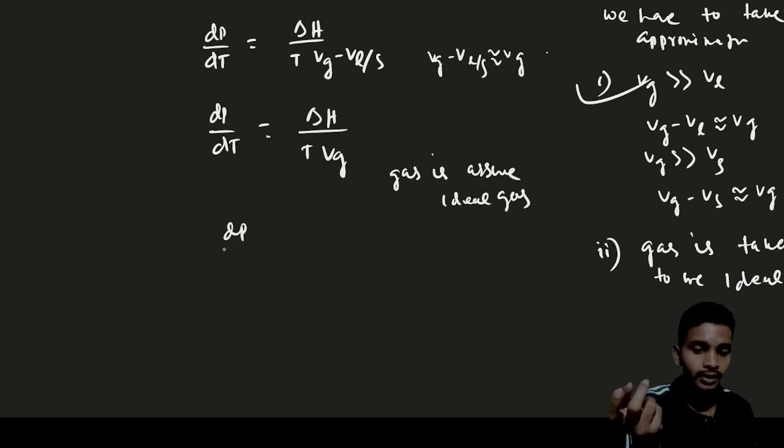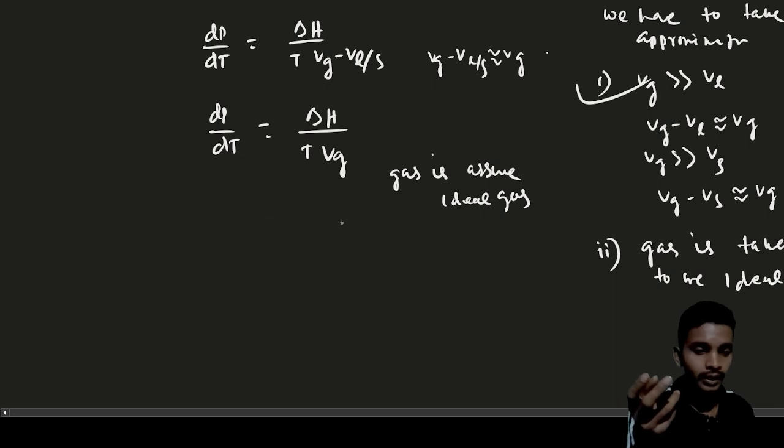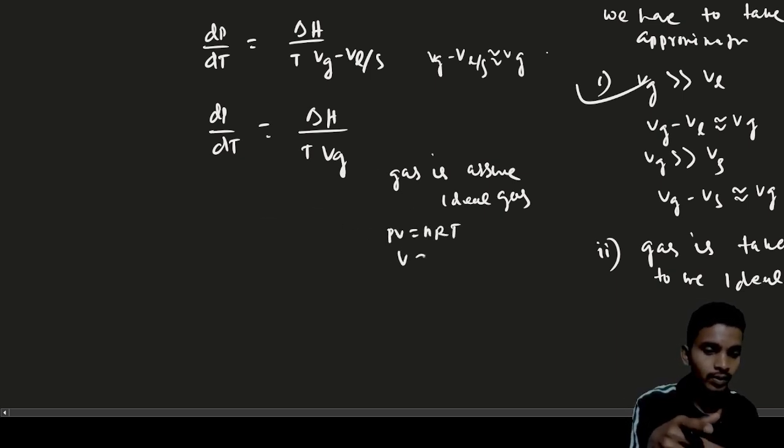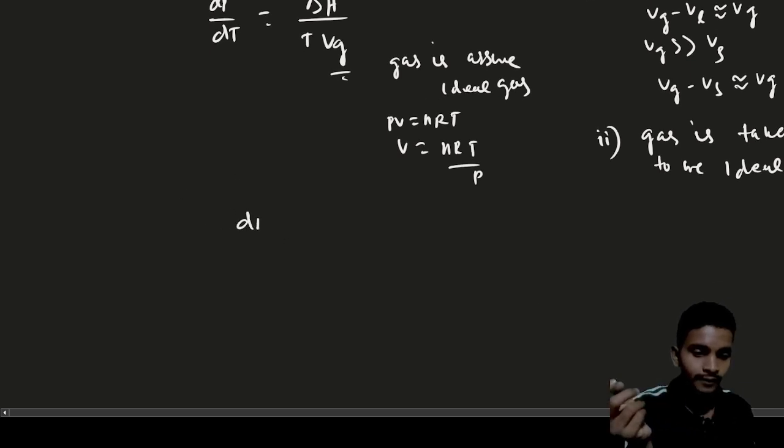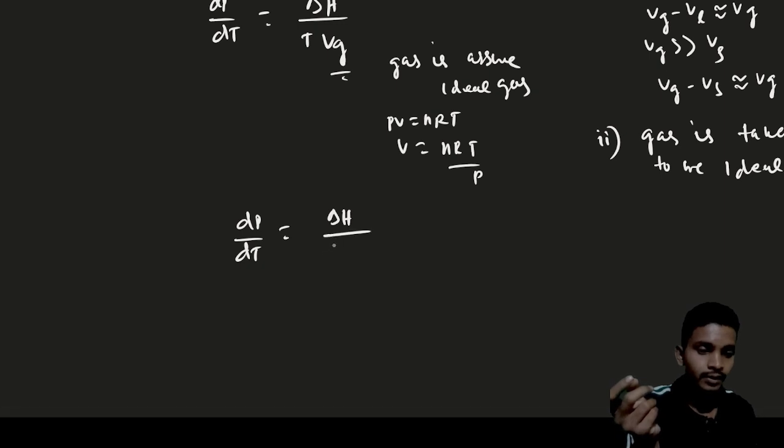So let me write dP/dT. Ideal gas means PV = nRT, right? So V = nRT/P. So in place of V gas, I will take this value. I will put here dP/dT = ΔH/T, then I will take nRT/P.